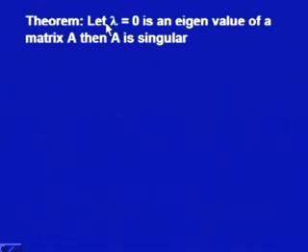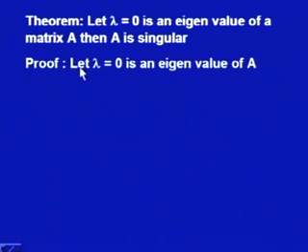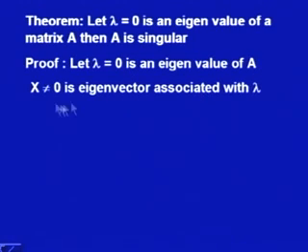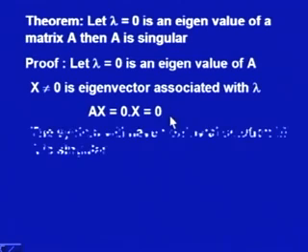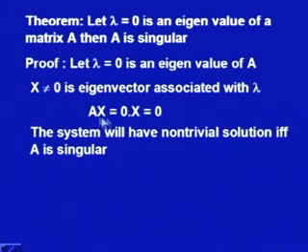Now, we say that if lambda equal to 0 is an eigenvalue of a matrix A, then A is singular. To prove this, let lambda equal to 0 be an eigenvalue of A, and x not equal to 0 an eigenvector associated with lambda. That means Ax is equal to 0 times x, which is equal to 0. So, this system Ax equal to 0 will have a non-trivial solution if and only if A is singular. This is the result which we have already developed, and this proves that if lambda equal to 0 is an eigenvalue of a matrix A, then A is singular.